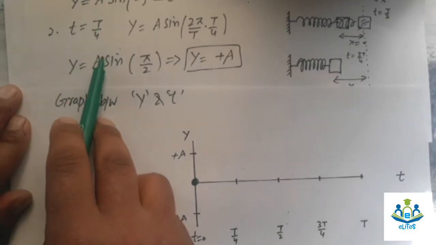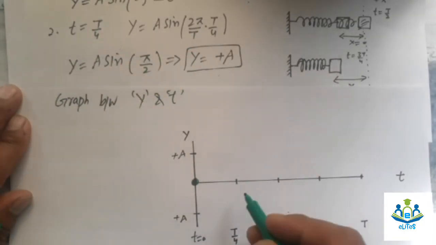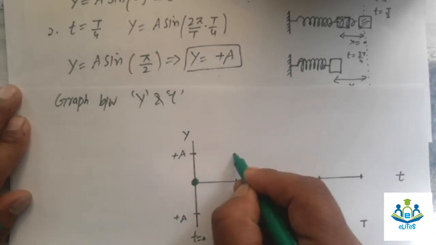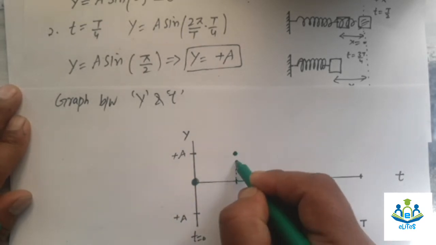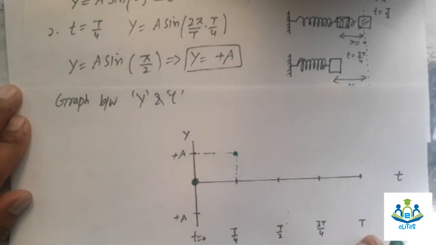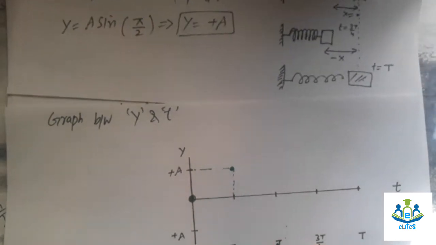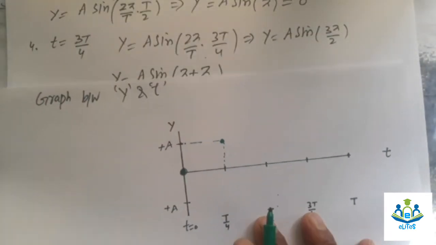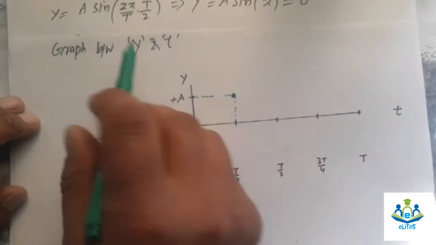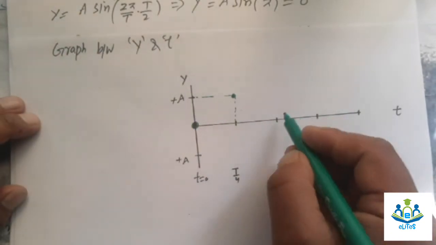When t is T/4, y is plus a. So when t is T/4, it will be plus a. Okay, when t is T/2, when it reaches half time, again this is 0.